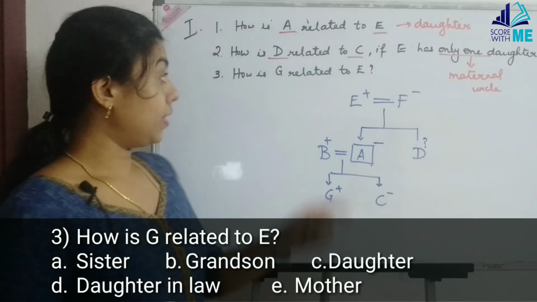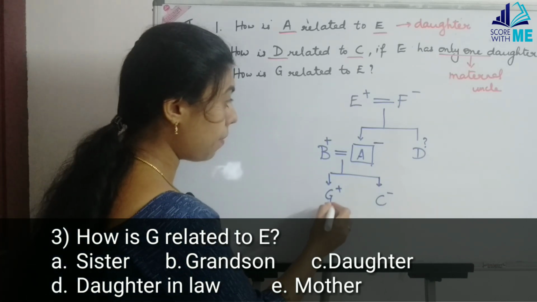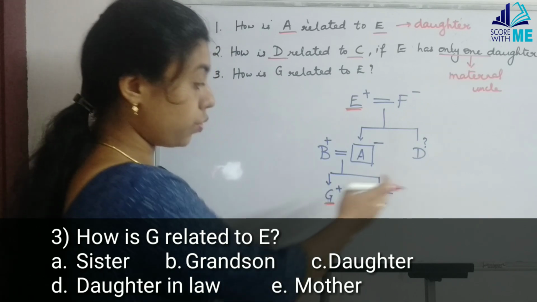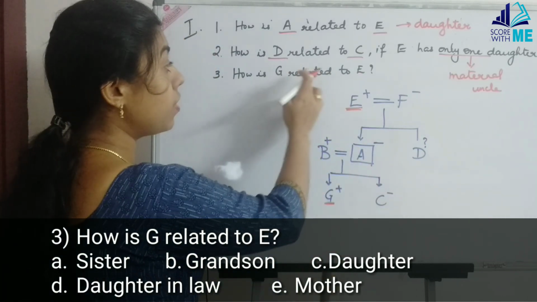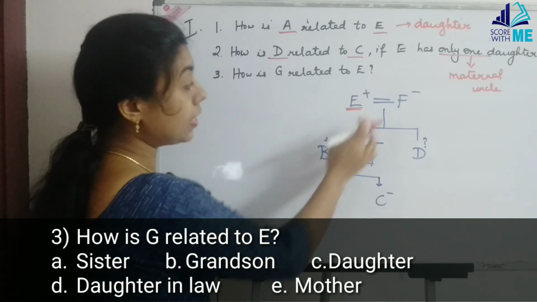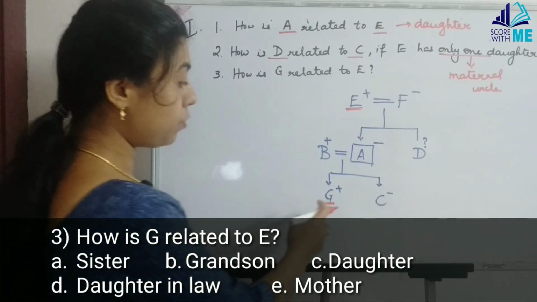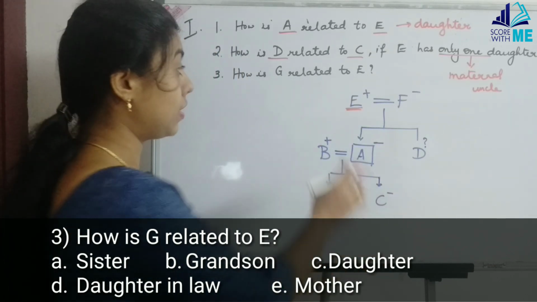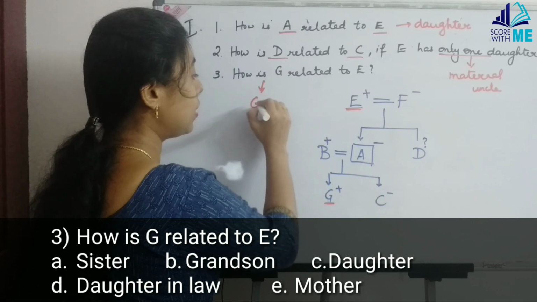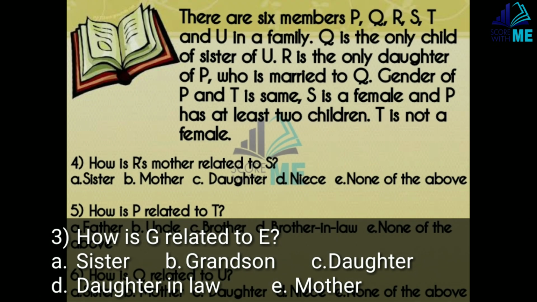Now the third question, how is G related to E? So G comes here and E is here. So G and C are the grandchildren and E and F are the grandparents. G related to E means G is the grandson of E and F. Direct relationship, G is the grandson. So C is the granddaughter, G is the grandson. So this question's answer is they are the grandson of E.